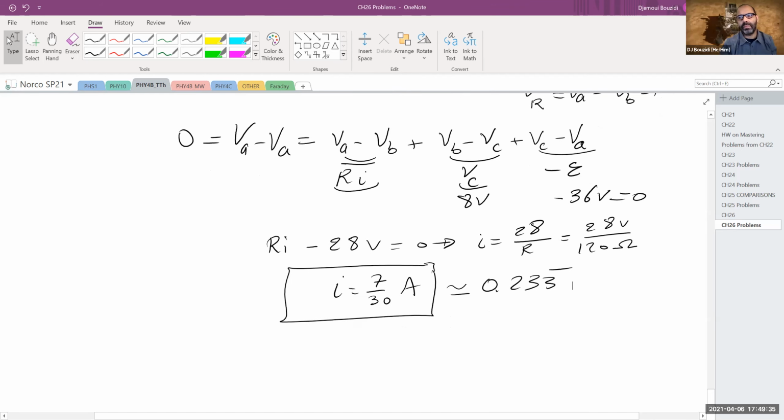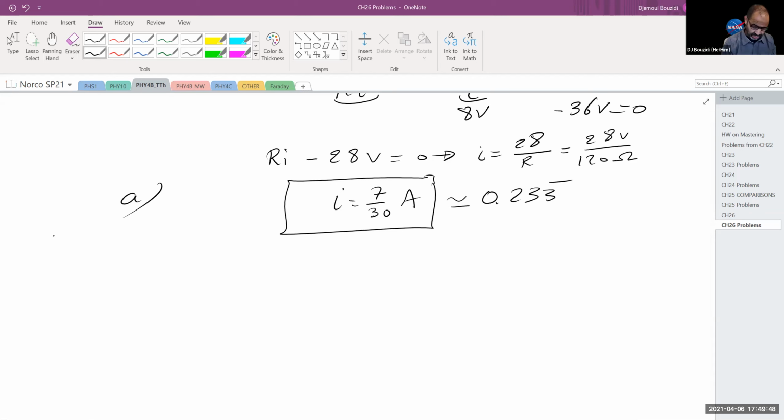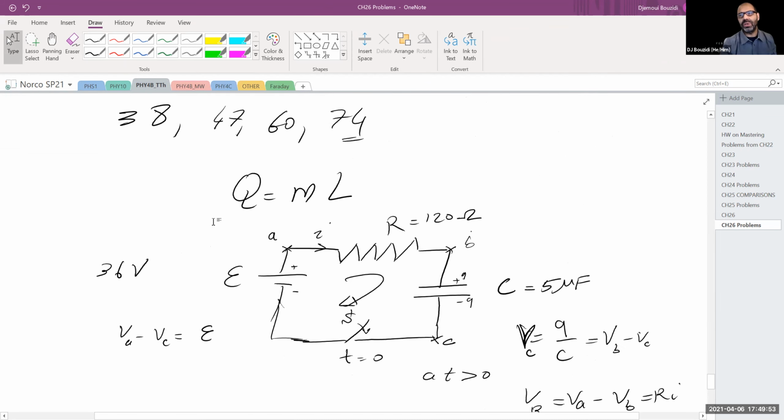Okay. So we have found the current. That's part A. Part B, at what time T after the switch is closed is the voltage across the capacitor 8 volt? Initially, there was no voltage drop across the capacitor because there was no charge. Q was 0 at T equal to 0. But then over time, charge is being built up on the capacitor. So there is a voltage that is increasing from 0 all the way to 8 volt at this point.